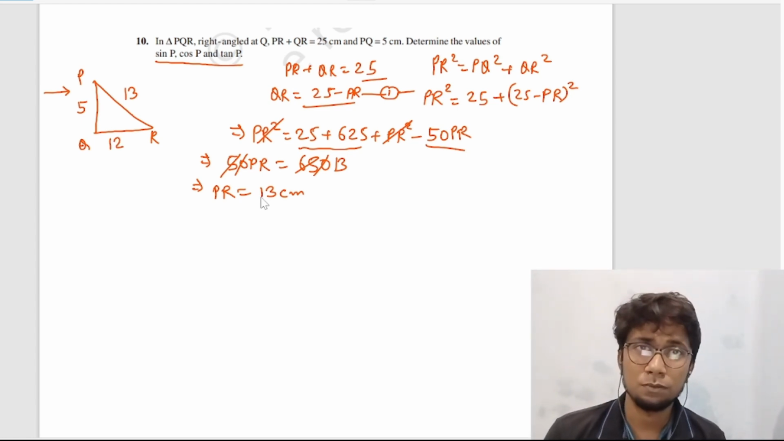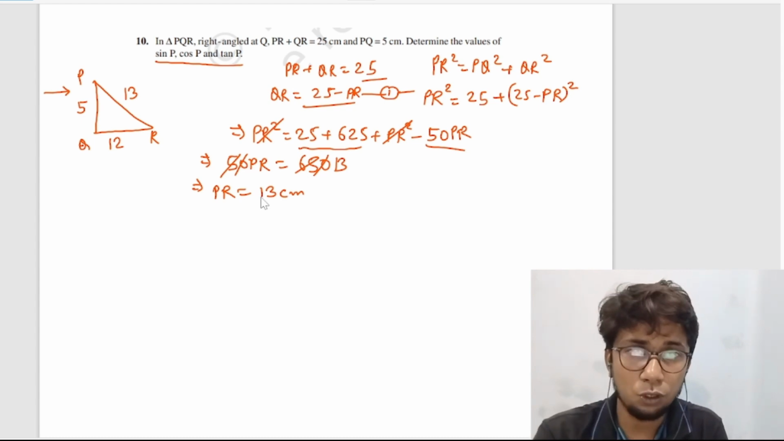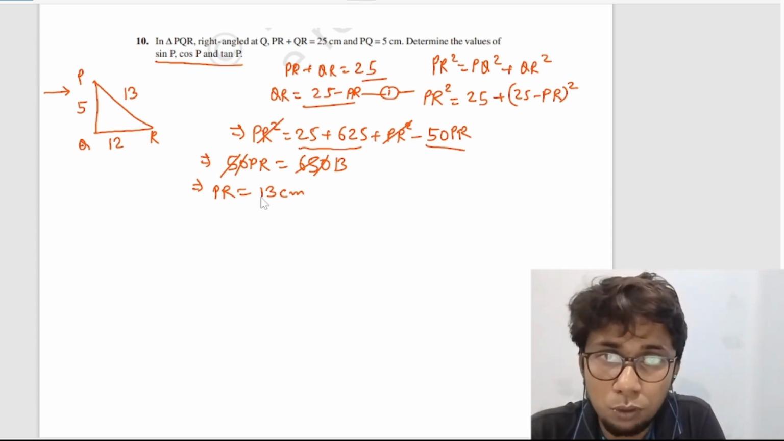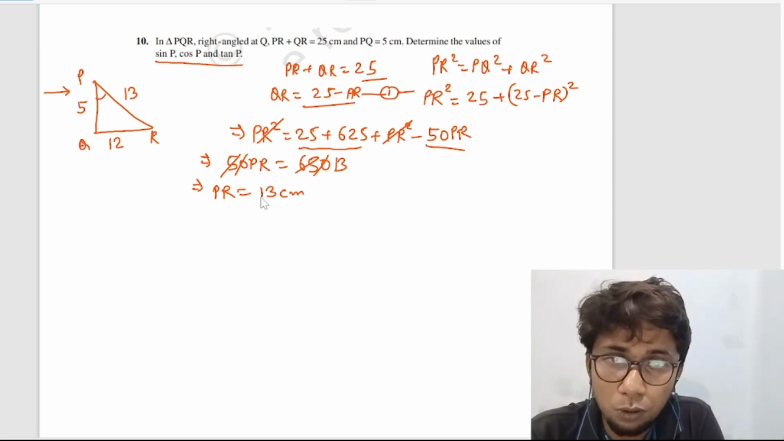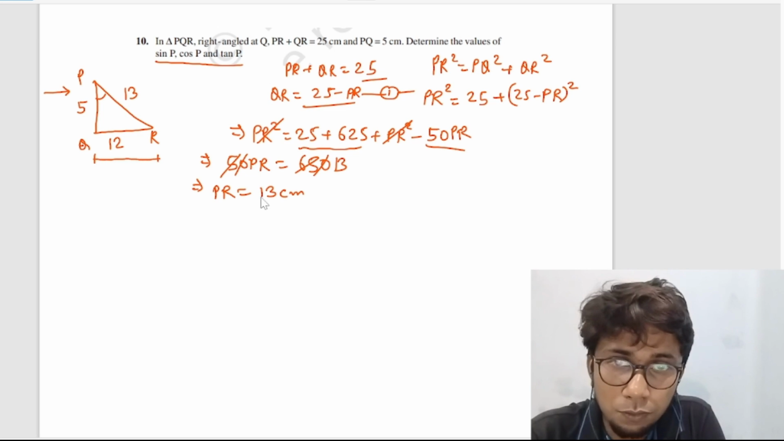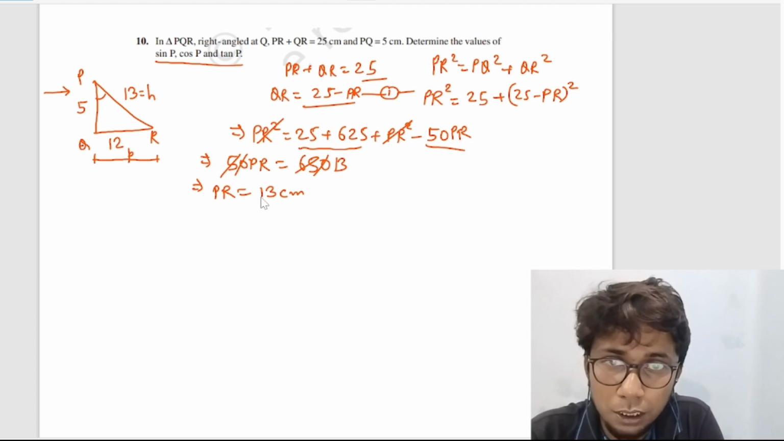Alright, easy. And what do we have to calculate? We have to calculate sine P, cos P and tan P. So we will be considering this P. What will be the perpendicular? This will be our perpendicular for angle P. This is of course our hypotenuse and this is of course our base.